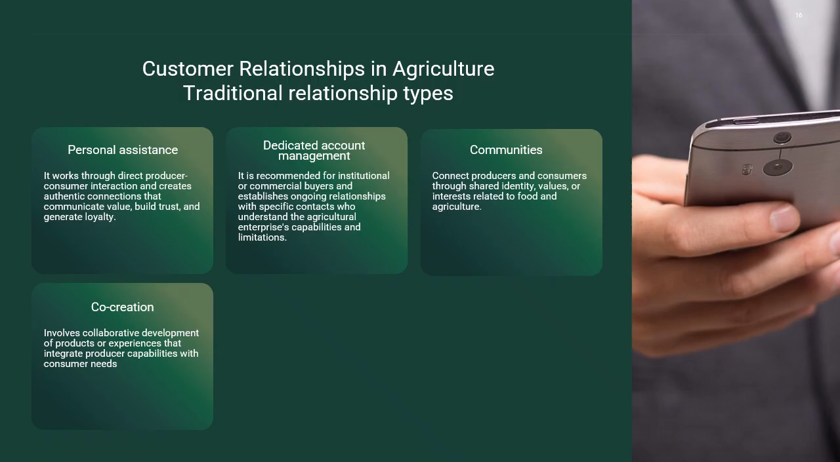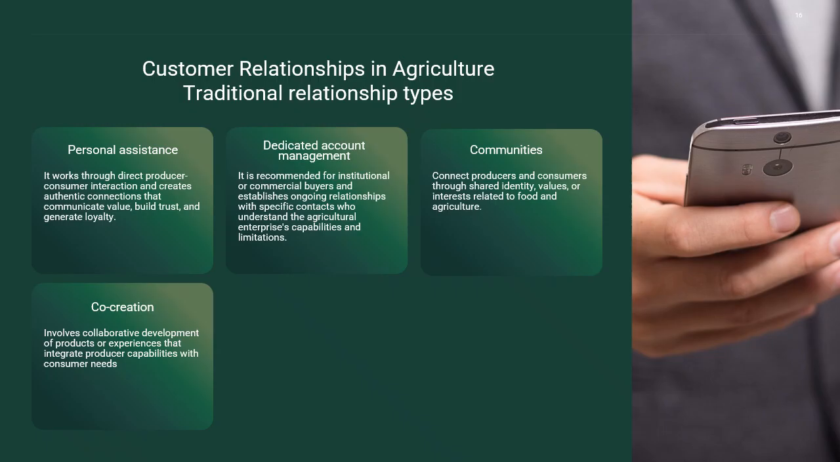These personal interactions create relationship value that goes far beyond the transaction itself. Dedicated account management is recommended for institutional or commercial buyers. This approach establishes ongoing relationships with specific contacts who understand the agricultural enterprise's capabilities and limitations. A fruit producer serving hotel chains might designate a team member to maintain regular contact with procurement managers, understand upcoming menu changes, address quality concerns immediately, and plan production to accommodate seasonal demand fluctuations. This dedicated attention builds trust and facilitates problem solving.